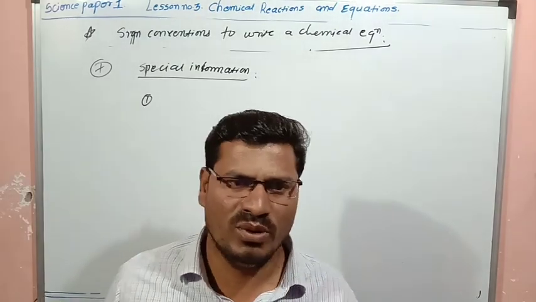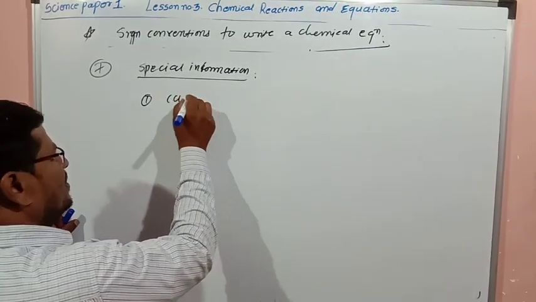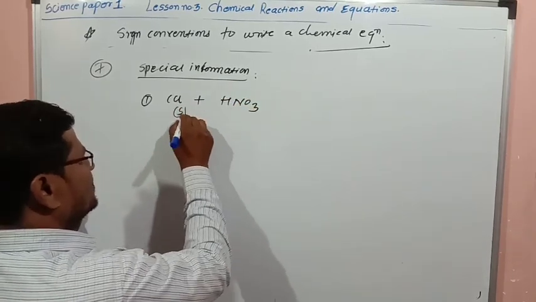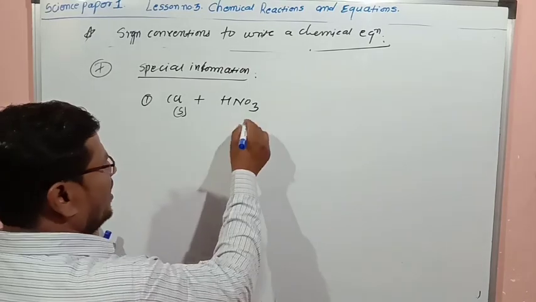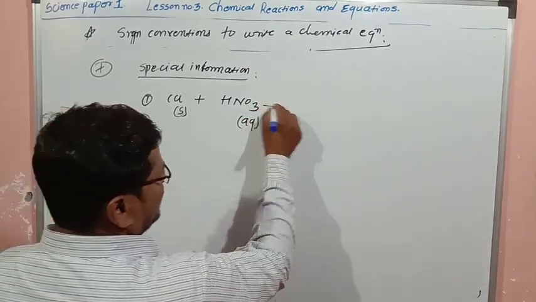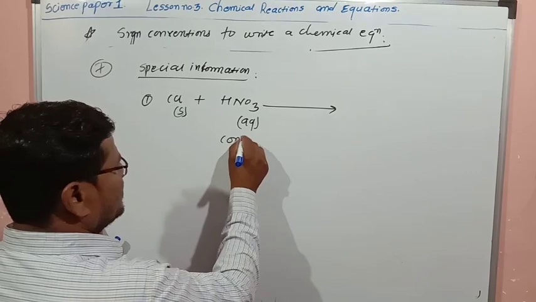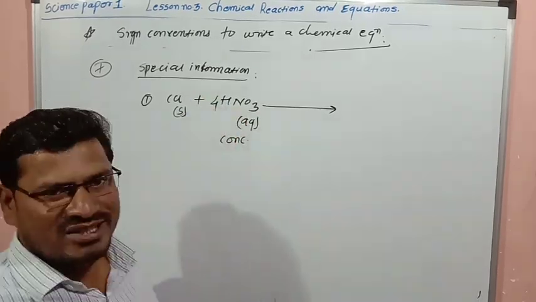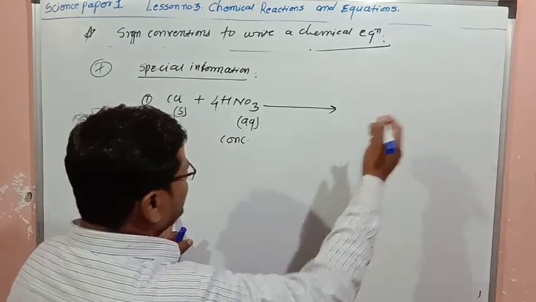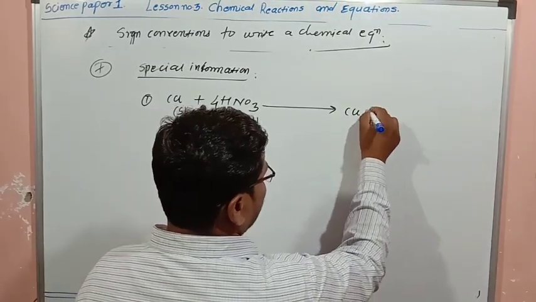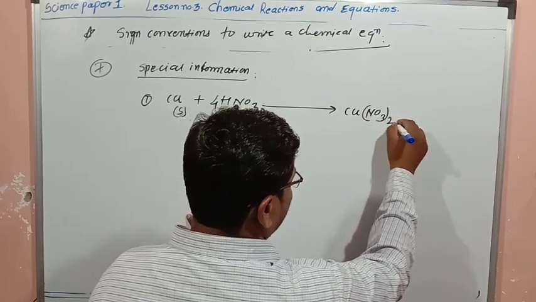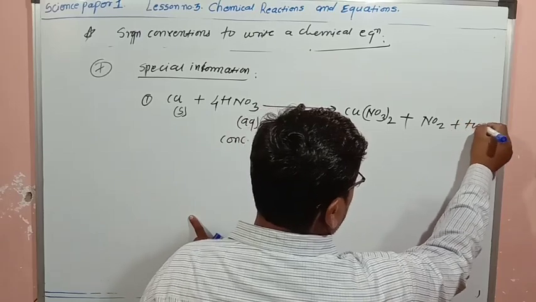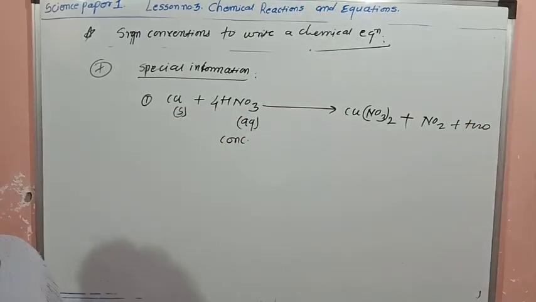Suppose you take a reaction between copper plus HNO3. Copper is in solid state and HNO3 is in aqueous state. And if you take concentrated nitric acid, then you have to take 4 HNO3. After this, what are the products? It will form Cu(NO3)2 plus it will give NO2 plus H2O.